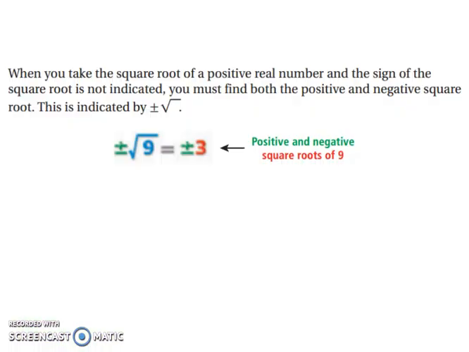When you take the square root of a positive real number and the sign of the square root is not indicated, you must find both the positive and the negative square root. Think of it this way. If you had 3 squared, that equals positive 9. Well, what if you had the quantity negative 3 squared? This equals positive 9 as well. So when you take the square root, when solving, you need to include both because it could have been either.